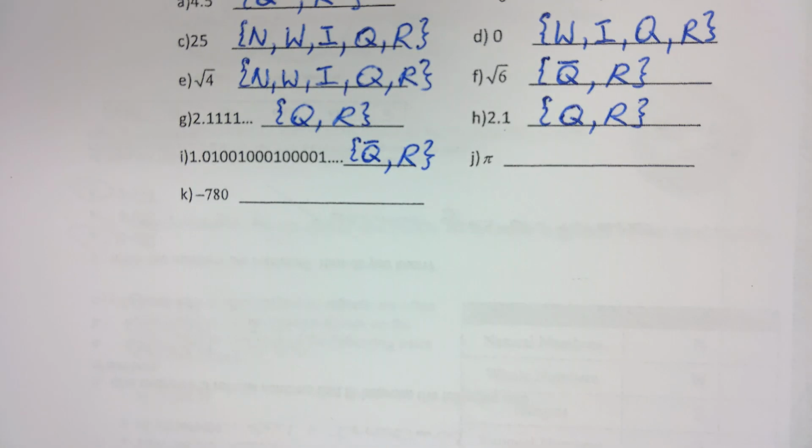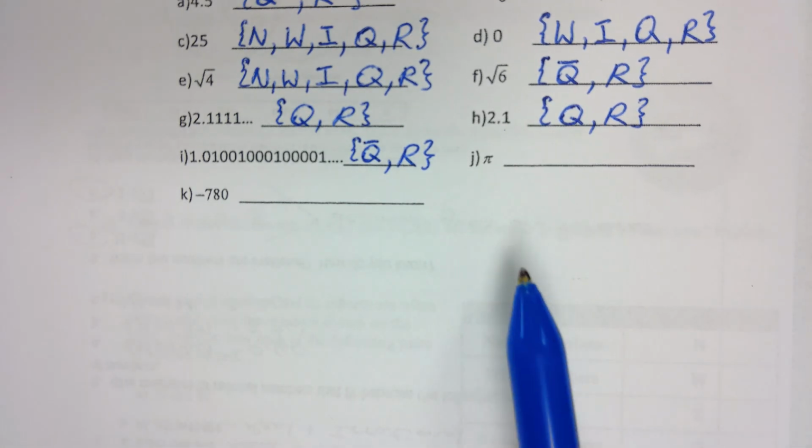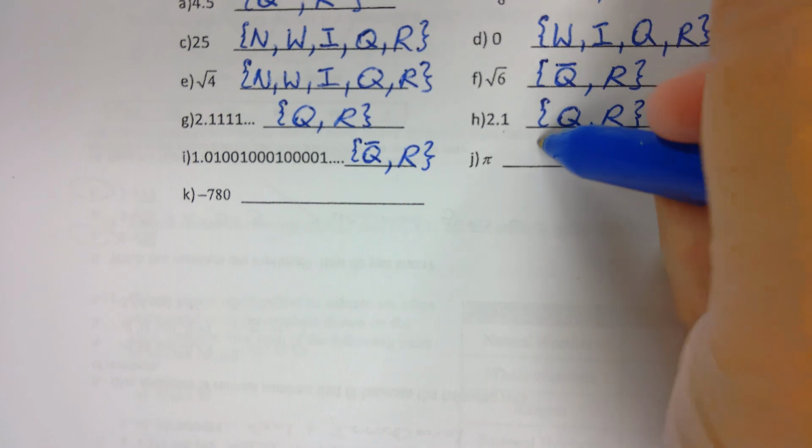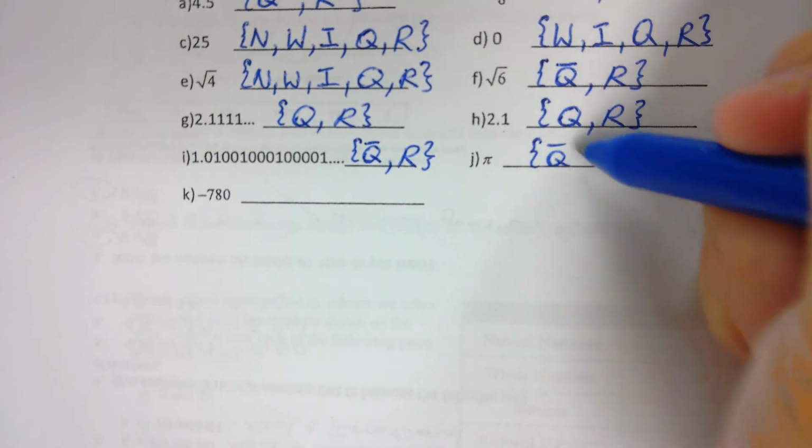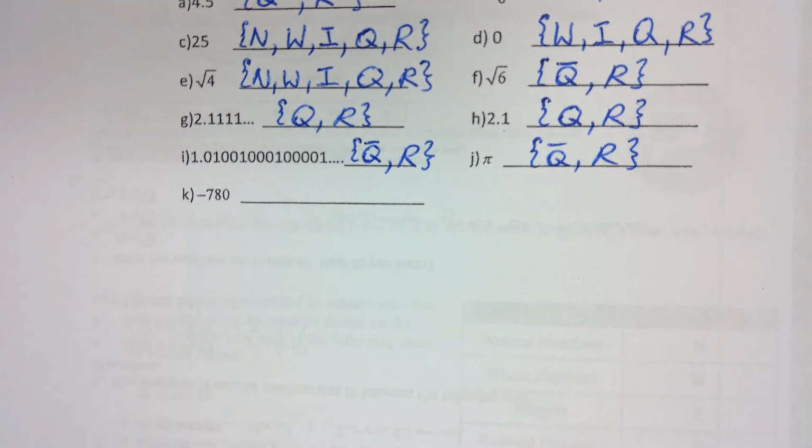Eric? Oh, sorry, not Derek. Rational and real. Right. For pi, that's the easiest one. So you have to get this one right. Irrational and real. Okay, very last one.